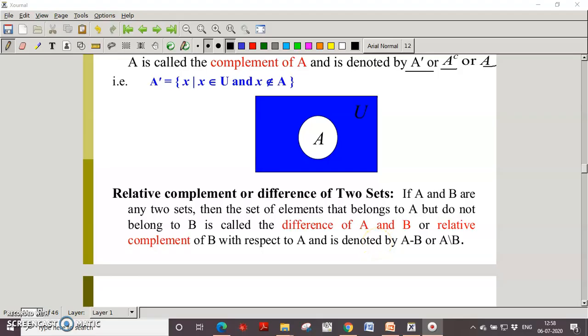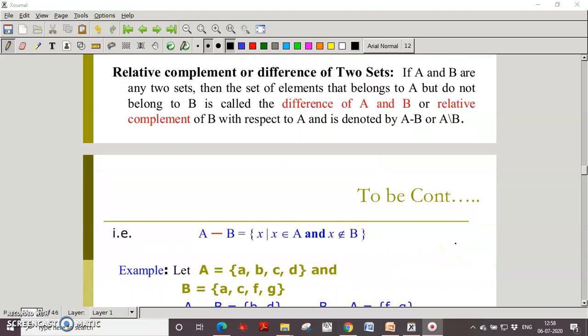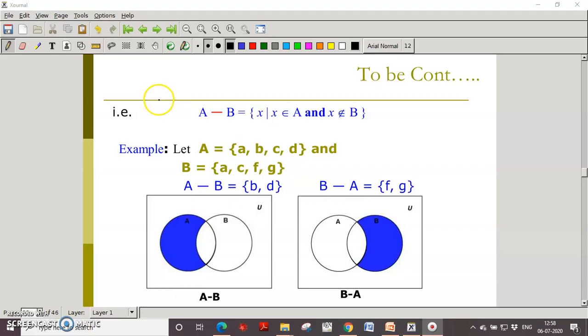Relative complement or difference of two sets. If A and B are any two sets, then the set of elements that belong to A but do not belong to B is called the difference of A and B, or the relative complement of B with respect to A, and it is denoted by A minus B, or A divides B.